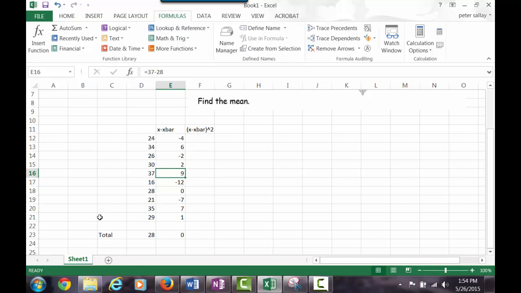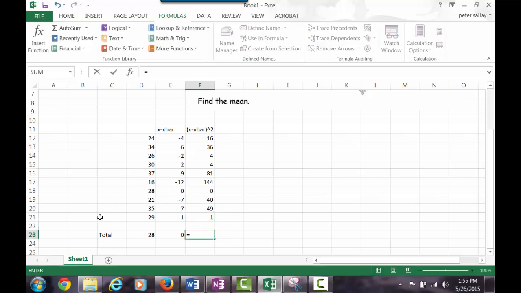Okay. So what we do instead is we square these numbers. So this -4, 6, -2, 2, we're going to square those numbers. We can do that one quickly in our head. -4 squared is 16. This is 36. -2 squared is 4. Remember, a negative times a negative is a positive. 2 squared is 4. 9 squared is 81. 12 squared is 144. Obviously 0 squared is 0. -7 squared is 49. 7 squared is also 49, and then 1.